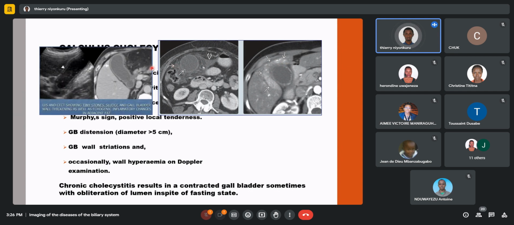If you visualize on ultrasound some tiny stones which are mobile, and there is gallbladder wall thickening, which should be above 3 millimeters, it is in favor of cholecystitis. If there's a stone, it will be calculus.